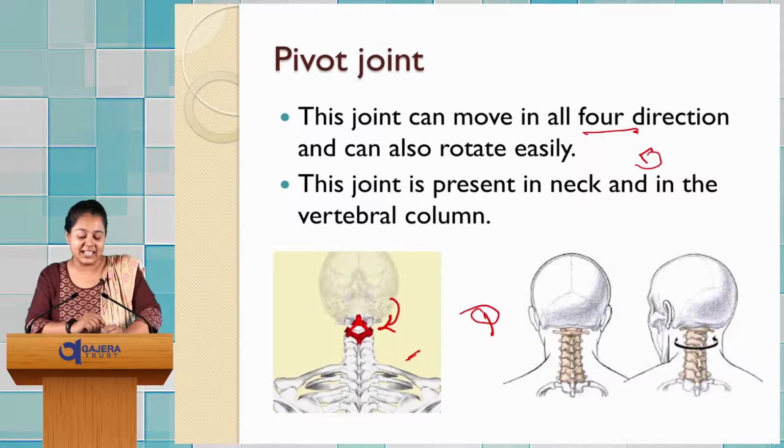This is present in our neck region, as we can see already, and it is also present in our vertebral column. All the vertebrae are stacked on top of each other. So all the vertebrae one by one have such a pivot on which the bones sit.